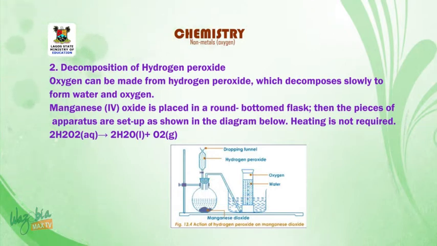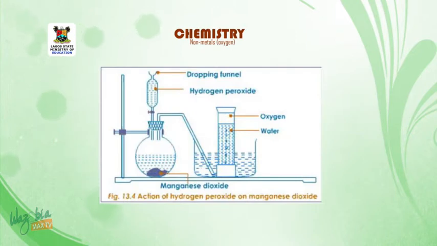And the equation for the reaction for the preparation is 2 moles of hydrogen peroxide decomposing to give 2 moles of water and 1 mole of oxygen. In the setup for the preparation of oxygen using hydrogen peroxide, we have a round bottom flask supported by a retort stand, a dropping funnel and a delivery tube fitted into the round bottom flask, a pneumatic trough containing the beehive shelf, and a gas jar.